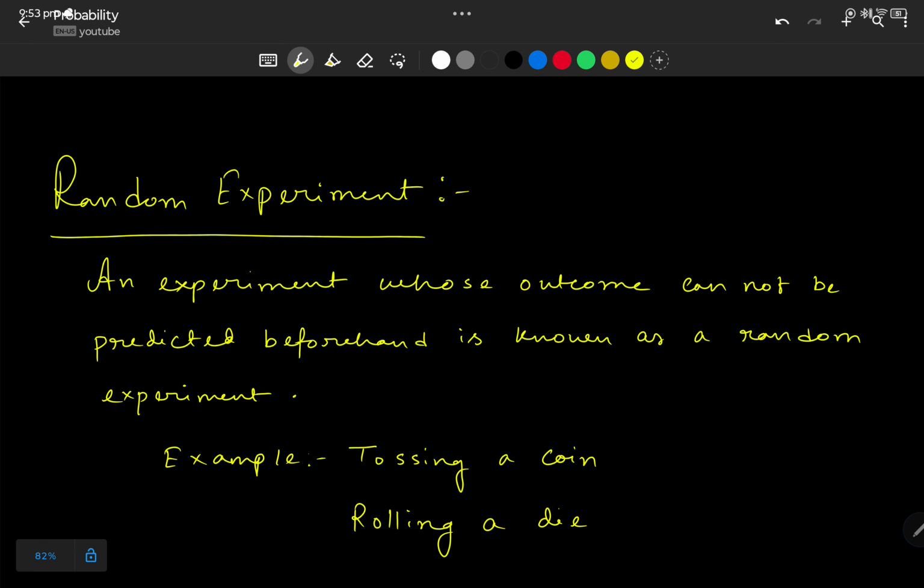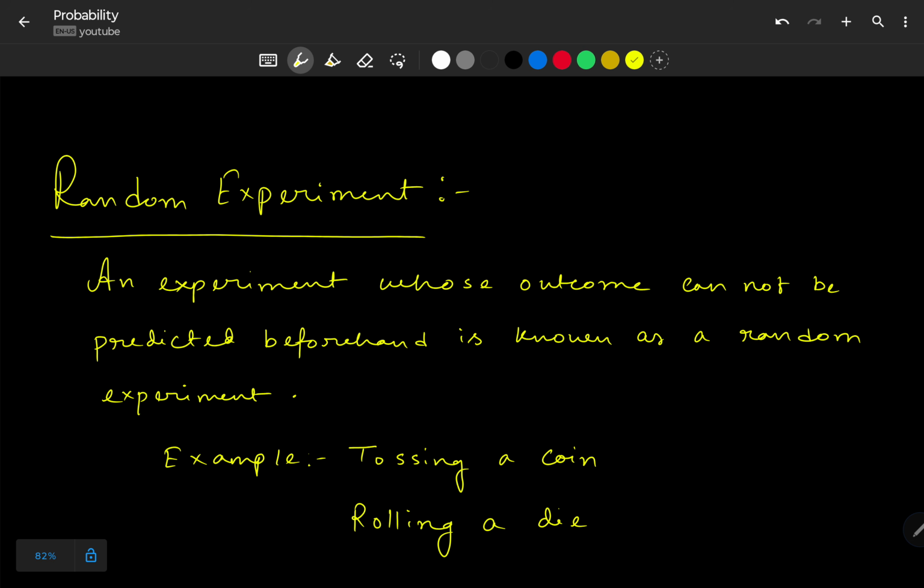In today's video, we are going to learn some very basic and important concepts of probability. The first one is random experiment. So a random experiment is any kind of experiment whose outcome we cannot predict beforehand.